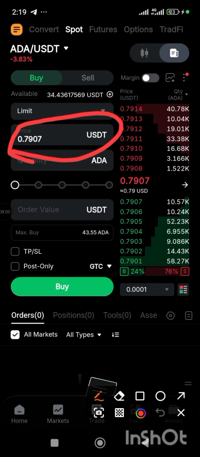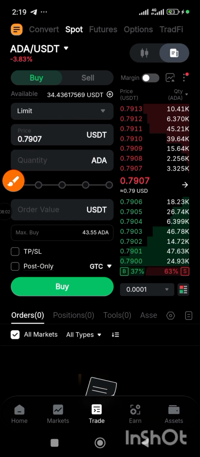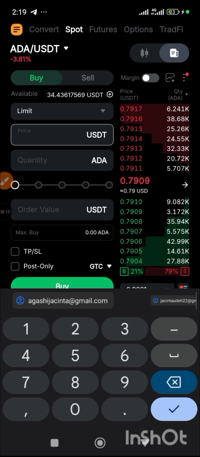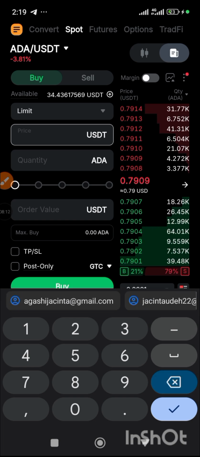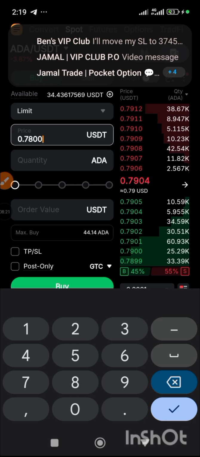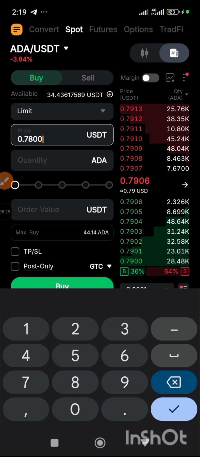Having changed this to limit as instructed, I'm now going to give the order here, and the order will be around here under limit. I'm going to erase the market price. You can see it's market price that is written here, and I'm going to erase it. After I finish erasing it, I will tell the system, I'm thinking that this coin is going to come down from this current price to 0.7800. Please, if this coin comes down, help me buy the coin and keep.